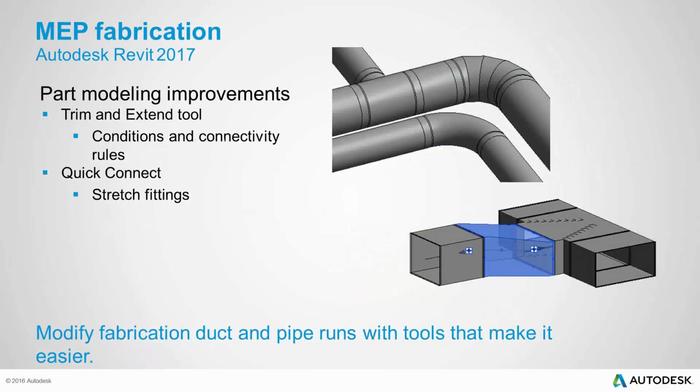The trim and extend tool works just like you would expect the trim and extend tool to work, and it takes into consideration the conditions and connectivity rules and inserts fittings. If you want a specific fitting but don't know what the dimensions of that fitting are, you can place the fitting and then stretch it using Quick Connect, and it will snap to the appropriate geometry and extend its shape. This makes modeling fittings a lot quicker and more efficient.